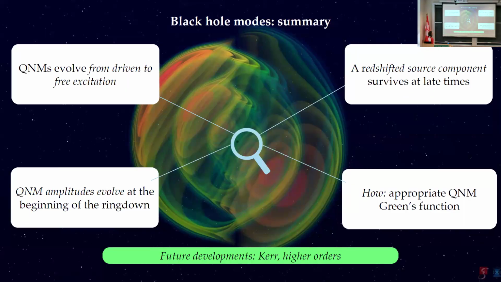Okay, so this brings me towards the end. To summarize, we think that by putting together actually very simple ingredients, the quasi-normal mode Green's function and the source of a point particle, we've gained some better physical understanding of the dynamical excitation of quasi-normal modes. We've seen how the amplitudes behave over time, how they grow over time. We've seen the emergence of the source, the redshifted source at late times. And we've seen this transition from driven to free excitation.